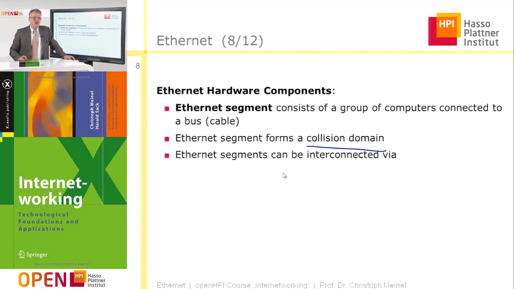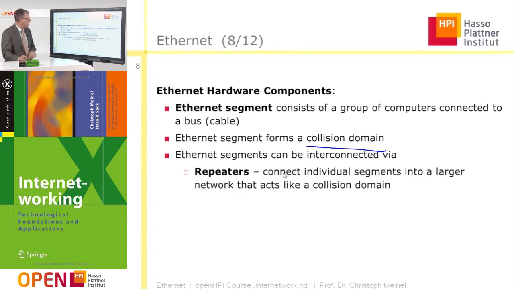And such collision domains, such Ethernet segments, can be interconnected via the already mentioned local area network special hardware. They can, for example, be connected by means of a repeater that connects individual segments into a larger segment. So the segments are interconnected, and then the interconnected networks form a new collision domain. The repeater merely refreshes the signals, and has no logic to find out whether it is really necessary to send packets from one domain into another segment.